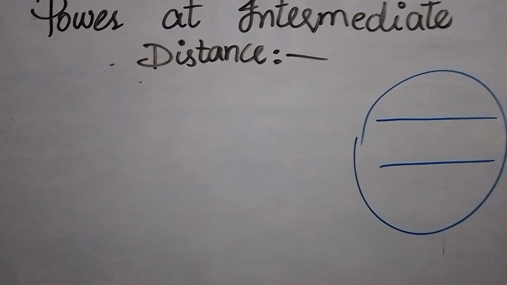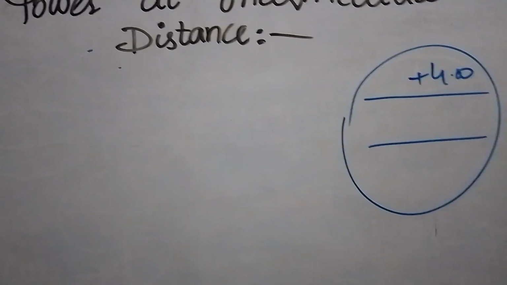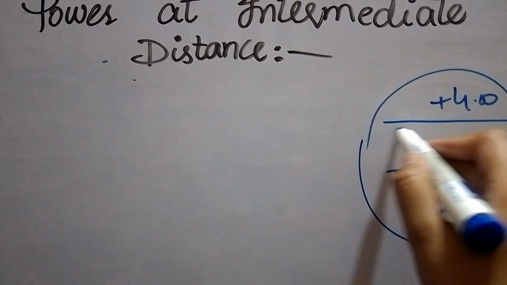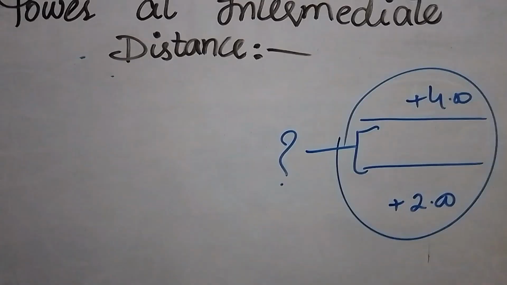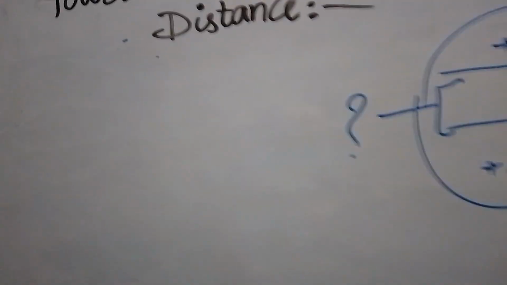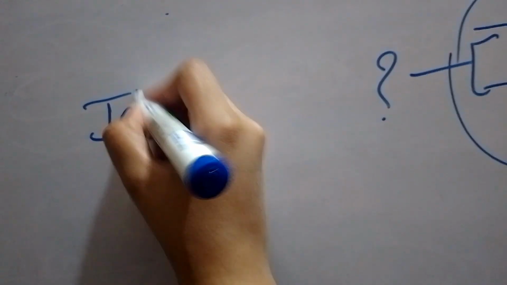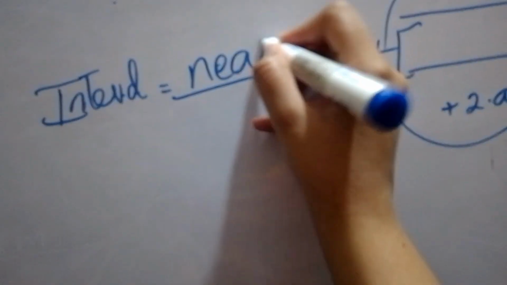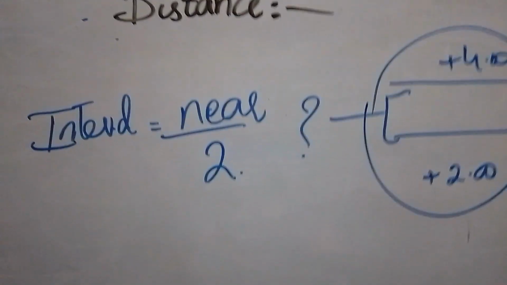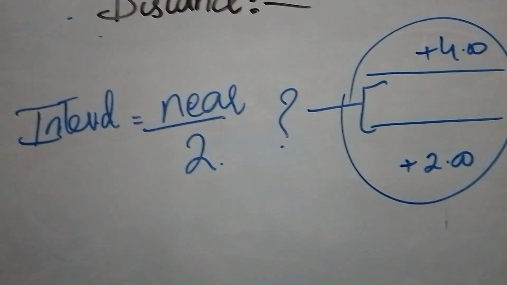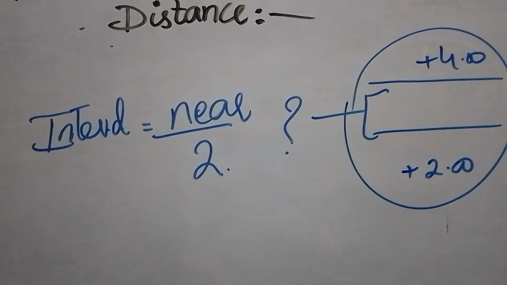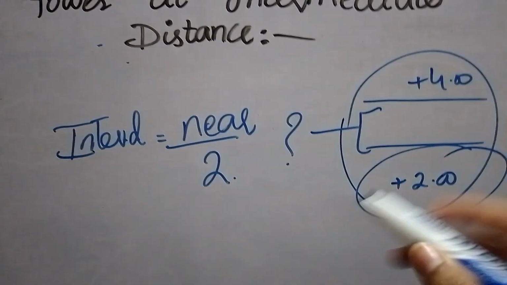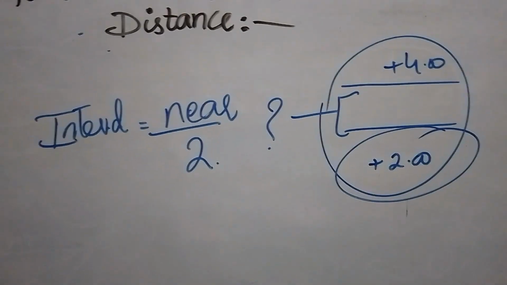So suppose a patient has a power of +4 at distance and +2 in near. So what will be the intermediate distance power? Remember that if you want to know the power of the intermediate distance, you just need to take half of the near power. You just have to divide the near power into two halves, and that will be the intermediate power.